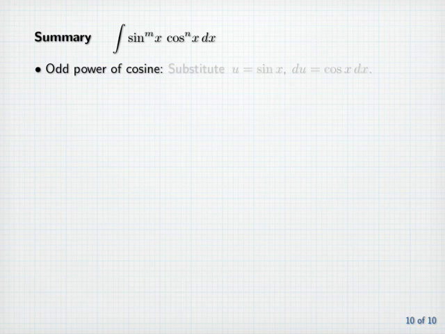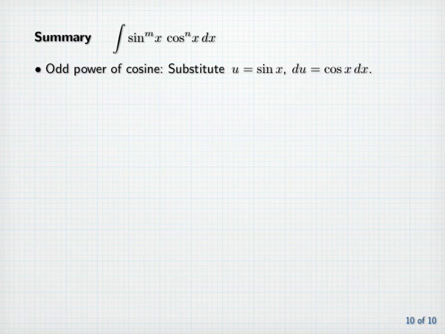Now let's summarize everything we've seen here. For the problem of integrating the nth power of sine x times the nth power of cosine x dx, we've seen that if we have an odd power of cosine, we can substitute u equals sine x and du equals cosine x after grouping cosine x with dx and then expressing the remainder of the integral in terms of sine x.